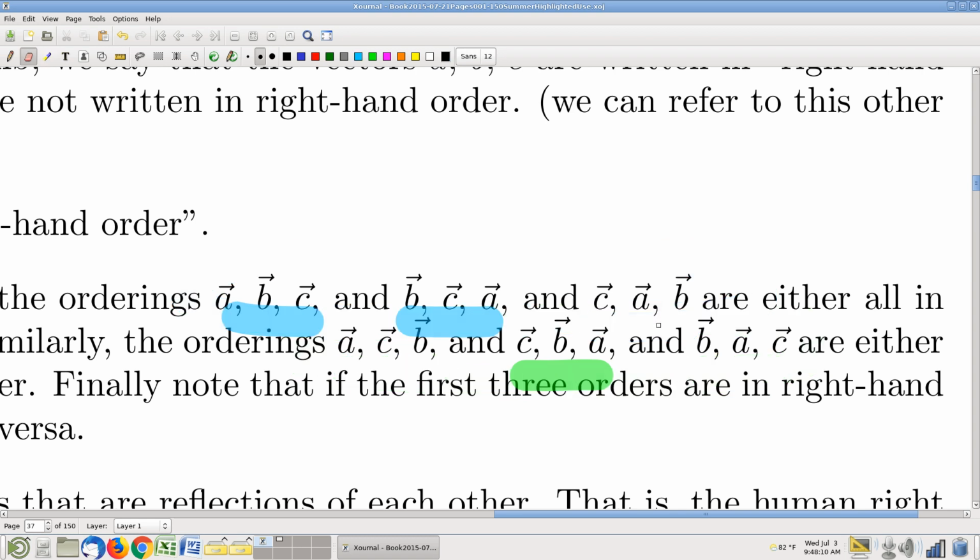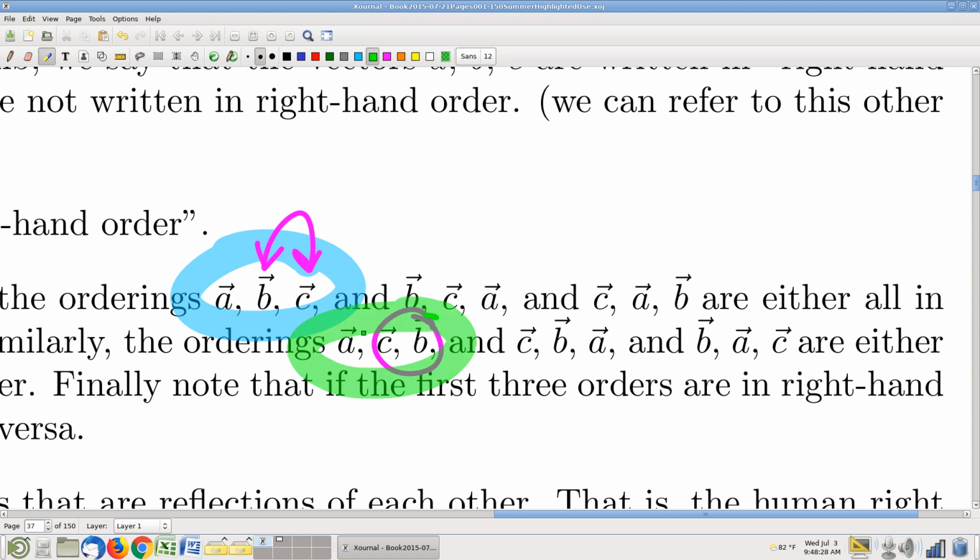So another way to say this is if you have an ordering and you switch two of the vectors like that, then the result is in the opposite order. So this has that same characteristic that clockwise, counterclockwise had. You switch two vectors, you change the ordering. Okay, so that's kind of interesting.